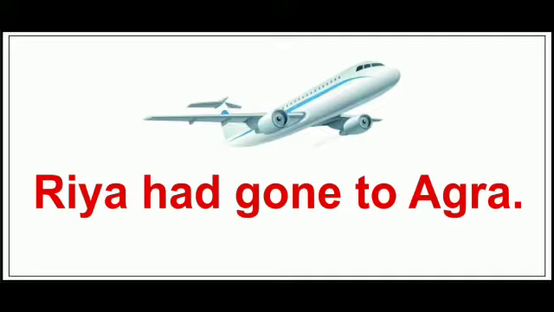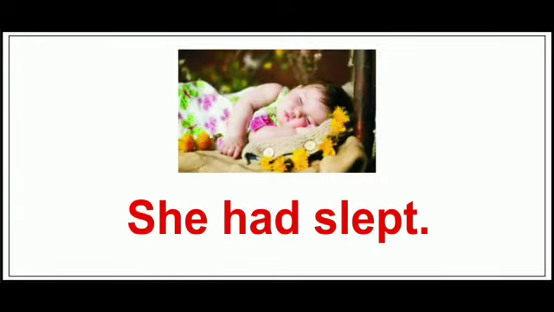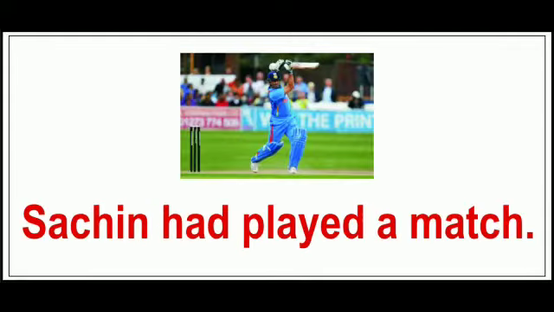Riya had gone to Agra means the work is done, completed. She had gone. She had slept means the work is done. The child has slept. Sachin had played a match. It means the work was completed.